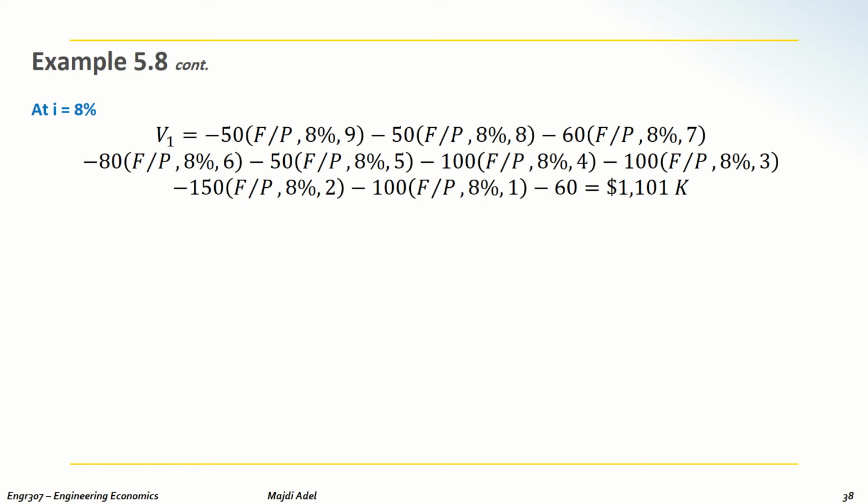So at interest rate 8%, V1 is minus 50, calculate F given P at 8%, 9 years, and as you can see, all of them are negative because they are cash outflows. Another 50,000 compounded for 8 years, 60,000 compounded for 7 years, and so on until we get the final answer, which is $1,101,000 with a negative sign.